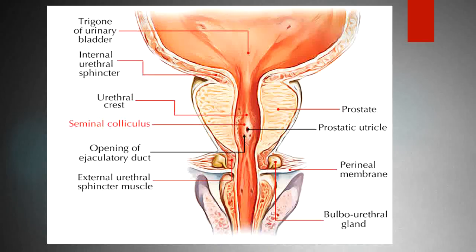In this diagram, you can see the membranous part of the urethra as well as the location of the bulbourethral glands, that is posterolateral to the membranous urethra. But their ducts open into the proximal part of the spongy urethra.